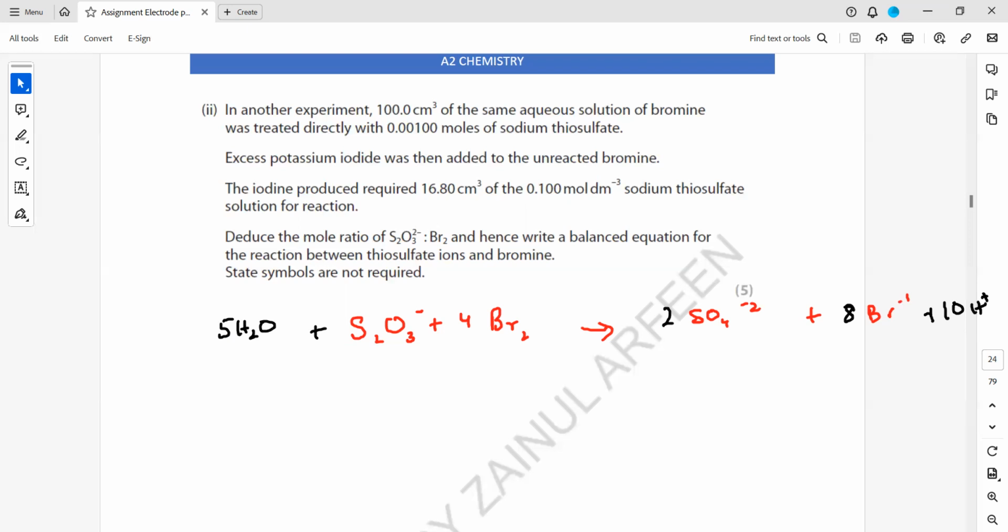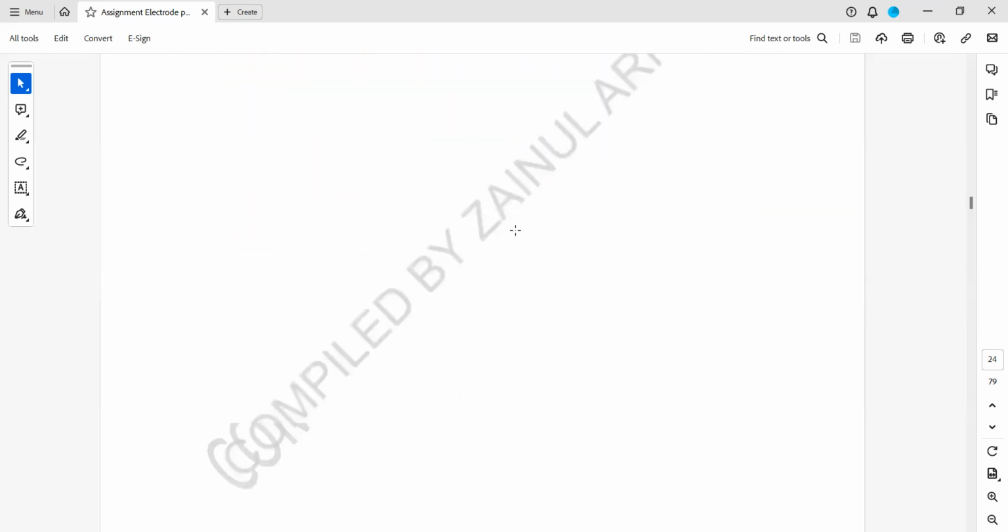And to balance the charge, you can add electrons. Thiosulfate is -2 here. And here -2 and -8, plus 10, so this will be +2. And this, 2 multiplied by 2 makes -4, and -8, so -12. And -12 plus 10 will make -2. So both are -2. So we don't have to add electrons at all. So this equation is balanced. This is a balanced equation.